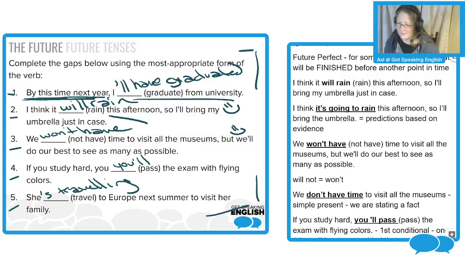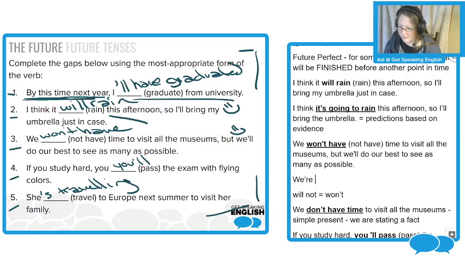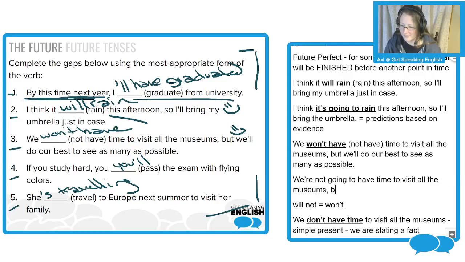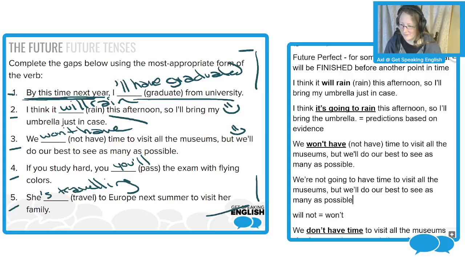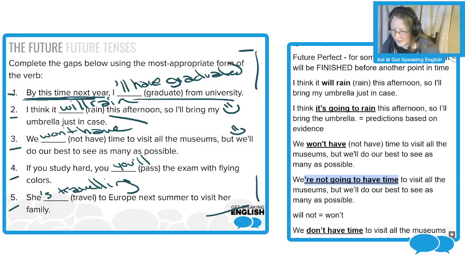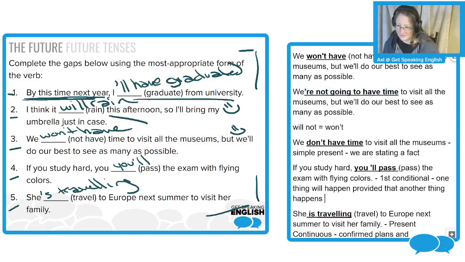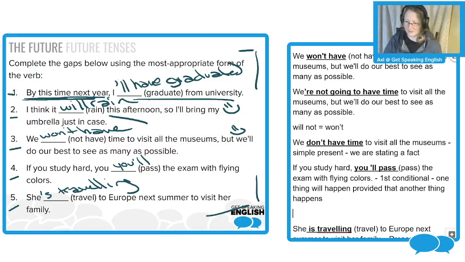Here as well. So it's a little wordy, but we could say we're not going to have time to visit all the museums, but we'll do our best to see as many as possible. So there's one as well. So we're not going to have time to visit all museums. Again, really wordy, but it's possible to say. We can also use it in the first conditional phrases. So we could put it here as well.